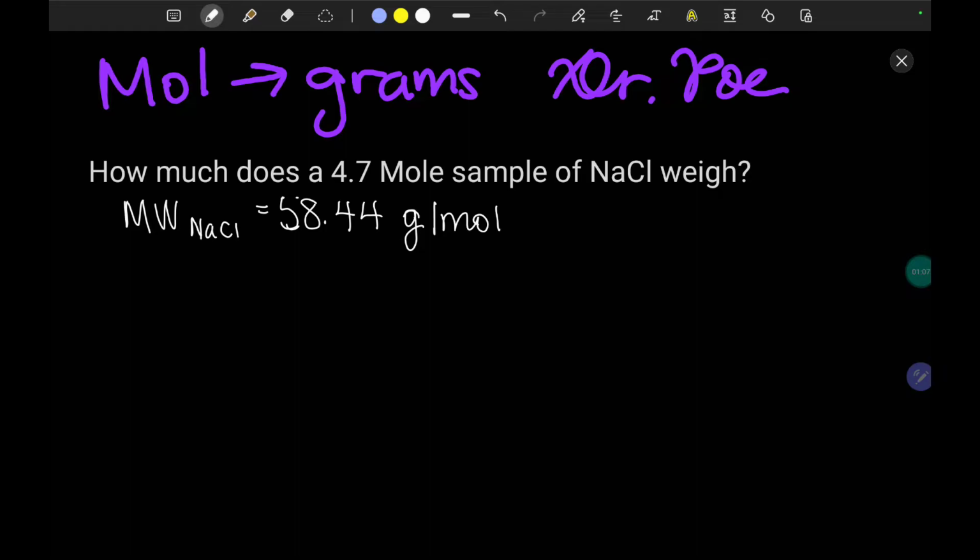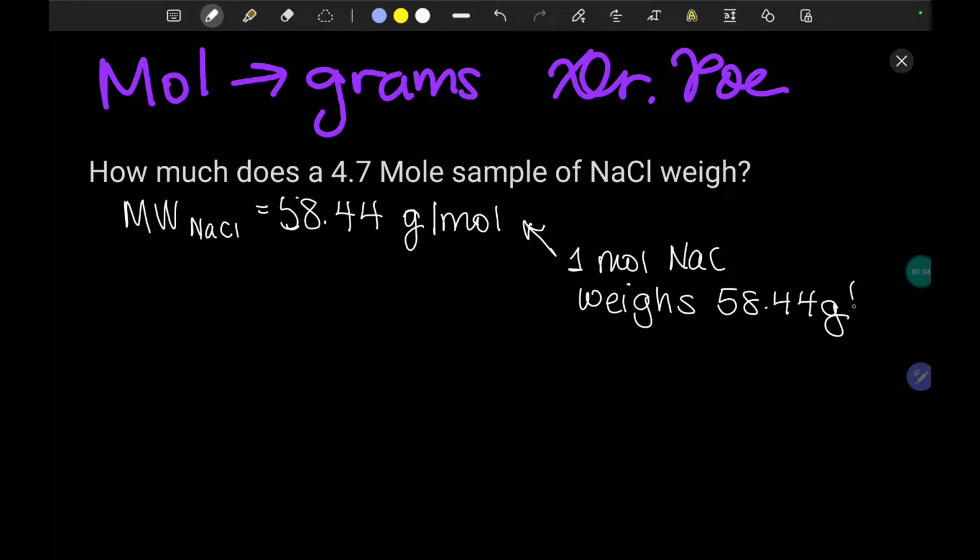And so the tool that we're going to use for that is the molecular weight from the periodic table of the elements. Because I know from the periodic table that the molecular weight of sodium chloride is 58.44 grams per mole. So this tells me that 1 mole of NaCl would weigh 58.44 grams. I have almost 5 moles of that, so I'm going to expect way more than 58.44 grams in this sample. So let's go ahead and do the math and work out the whole problem just to see where we're at.